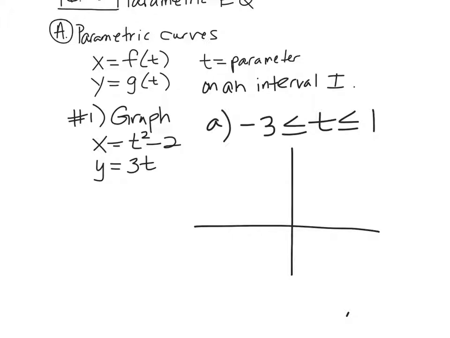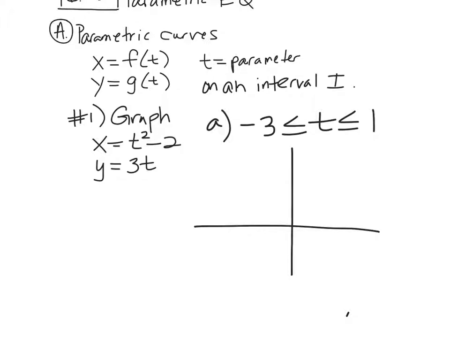If you go to window, that's where you change your t-min and your t-max. Most of the time for parametrics, it'll be from 0 to 2 pi, about 6.28. We want this to go from -3 to +1. Okay, now hit graph. Don't hit zoom 6 again, that'll give you back 0 to 2 pi. So -3 to 1, and graph, and it gives you a better graph because those are the right t values.